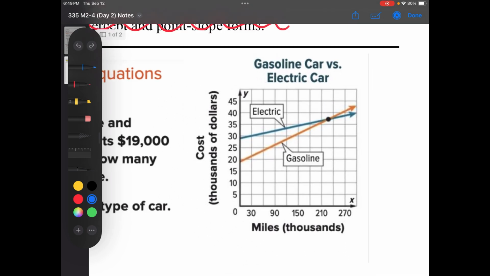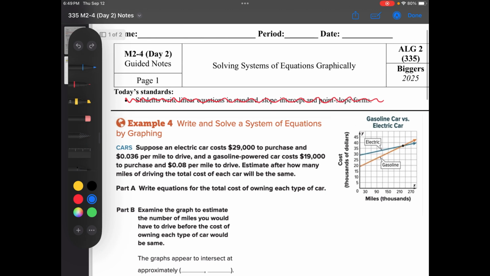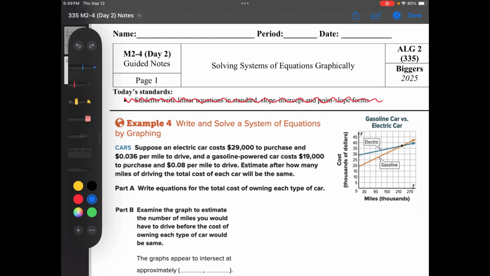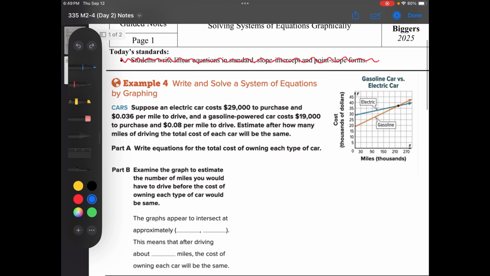Also, if you have the notes from yesterday, the day 1 notes, we talked about systems being consistent, inconsistent, independent, and dependent. So make sure you brush up on that so you're familiar with those definitions.